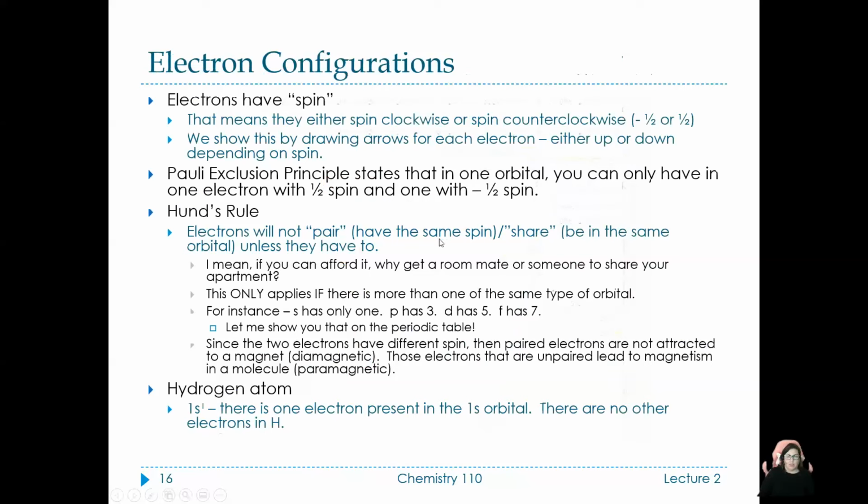Electron configurations. Now, electrons have spin. That means they either spin clockwise or counterclockwise, -1/2 or 1/2. We'll show this by drawing arrows for each electron, either up or down, depending on spin.